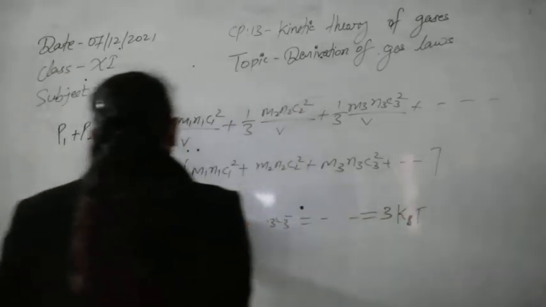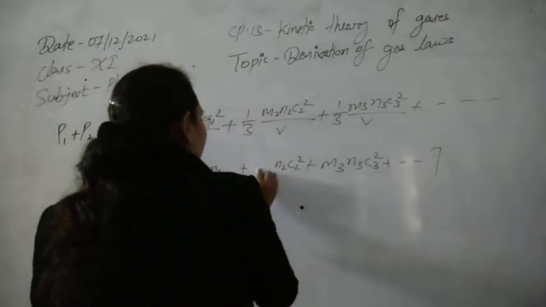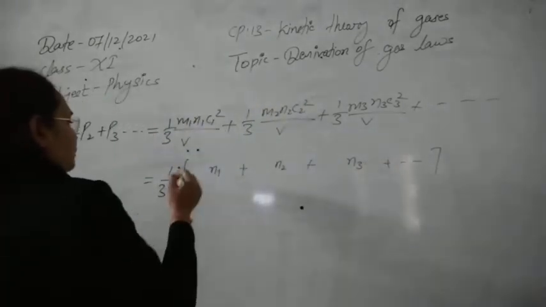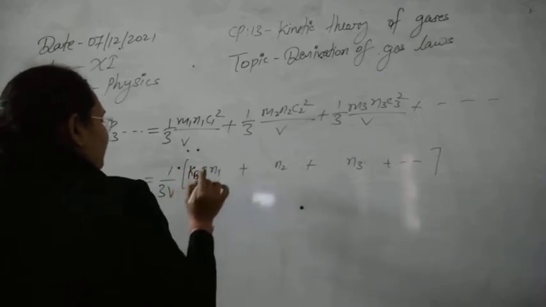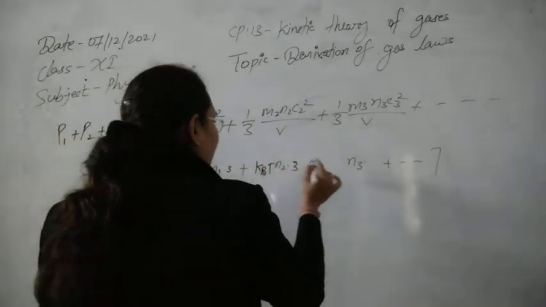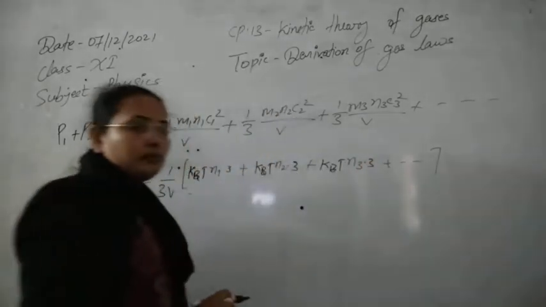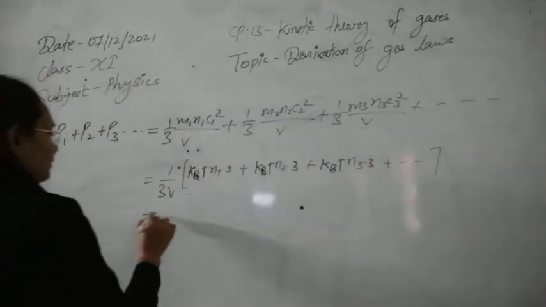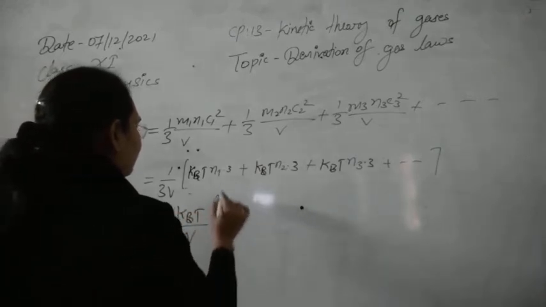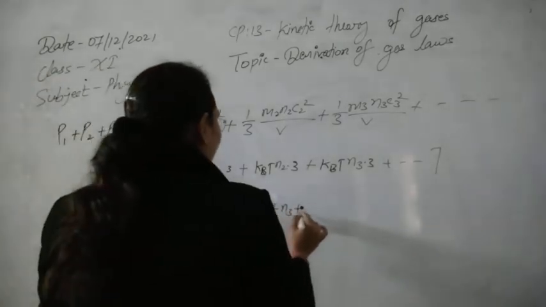So if we use it, then in the place of m1 c1 square, m2 c2 square, m3 c3 square and so on, let's use the value that we have obtained, that is kBT into 3, kBT into 3 again, and kBT into 3, where kB is the Boltzmann constant. Now we can take 3 kBT as common, and this will be 3B, and inside it will obviously be N1 plus N2 plus N3 and so on.